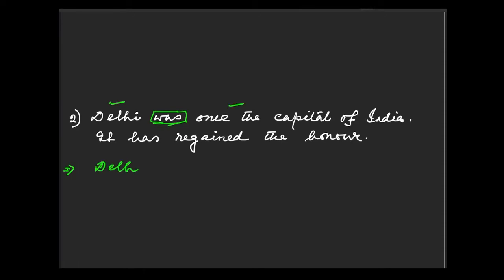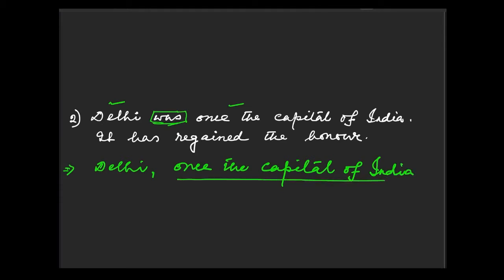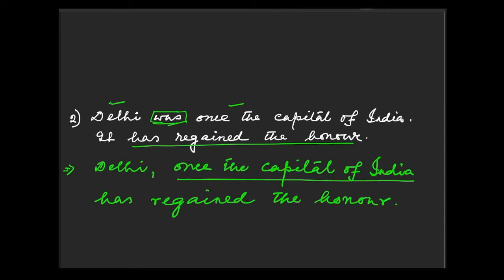Delhi, comma, once the capital of India. Okay, once the capital of India, noun in apposition, is describing the first noun. Now this part has regained the honor. Okay, this is called noun in apposition.